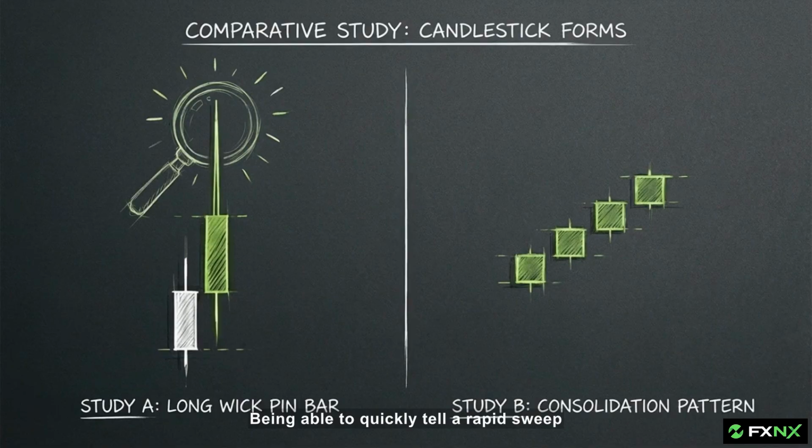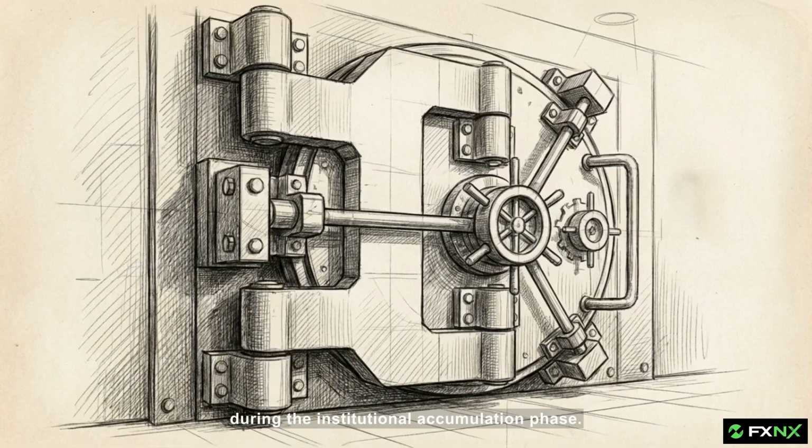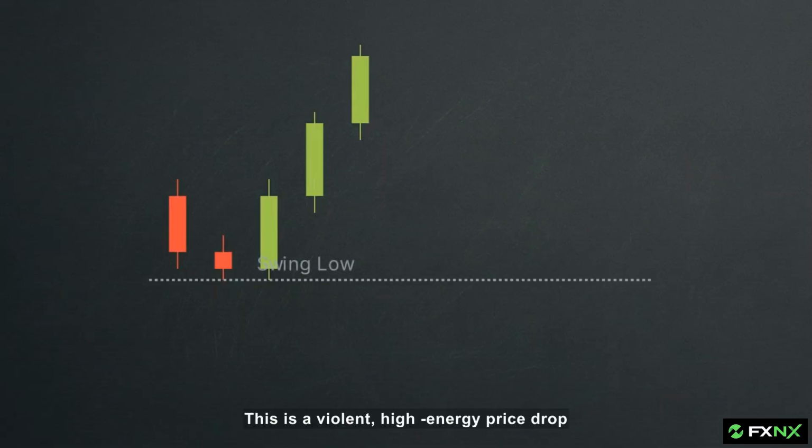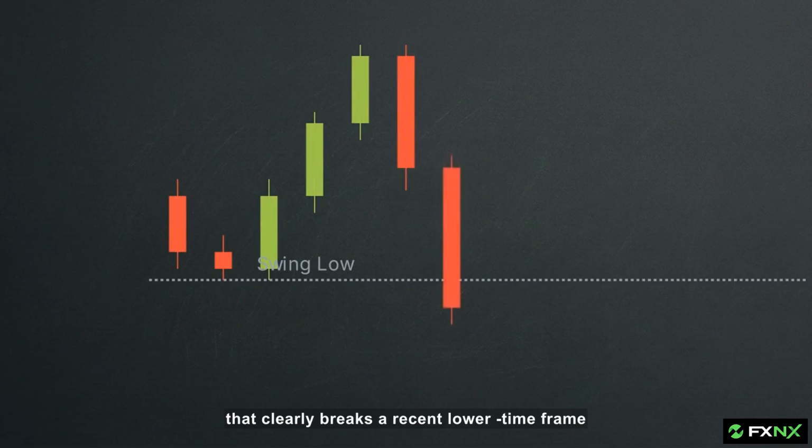Being able to quickly tell a rapid sweep from a grinding breakout is the single most important skill for keeping your capital safe during the institutional accumulation phase. Step 3 is the entry. We never try to guess the top of that wick. Instead, we wait for mathematical confirmation that smart money has taken control of the market. We confirm this by looking for displacement.